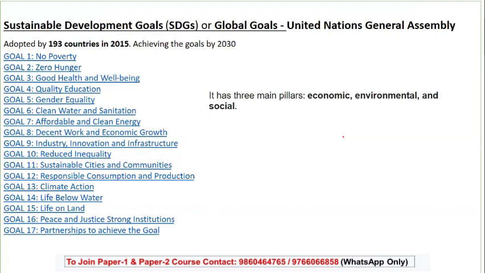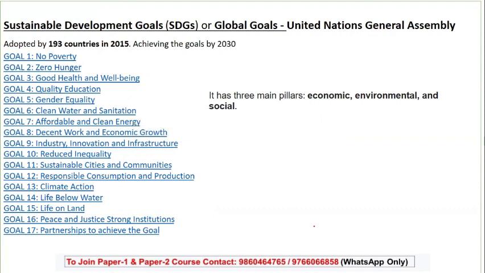Followed by them was the Sustainable Development Goals, which were adopted by 193 countries with an aim to achieve them in 2030, with three main pillars, that is economy, environment, and social society. So which are those goals which I have written in the form of numbers? No poverty, zero hunger, good health and well-being, quality education, gender equality, clean water and sanitation.